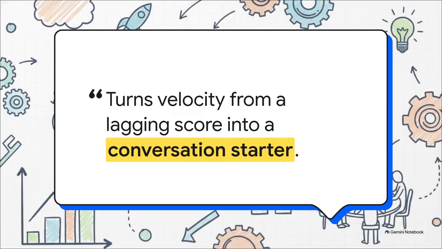And here is the absolute key takeaway. This combination turns velocity from a simple lagging score into a massive conversation starter for your retrospectives. When velocity drops, you don't just shrug and say, well, I guess we need to work harder. No way. You pull up the sprint performance report, you notice tickets spend an average of 3 days jammed up in review, and you say, aha, we have a review bottleneck. Let's fix our process. You finally stop guessing and you start fixing.